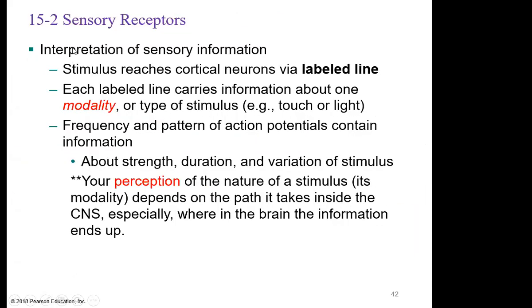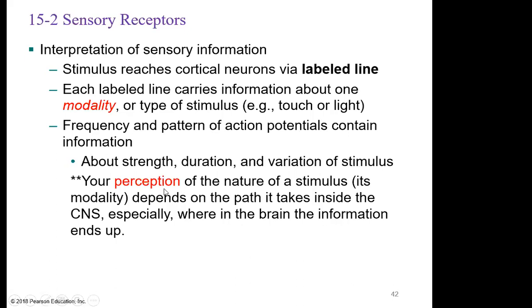If we're talking about interpretation of sensory information, then we're going to be talking about labeled lines. So this is something that's new. The stimulus will reach the cortical neurons via what we call a labeled line. And each labeled line will carry information about one modality or a type of stimulus. The frequency and the pattern of the action potentials will contain the information about the strength, the duration, and then the variation of the stimulus.